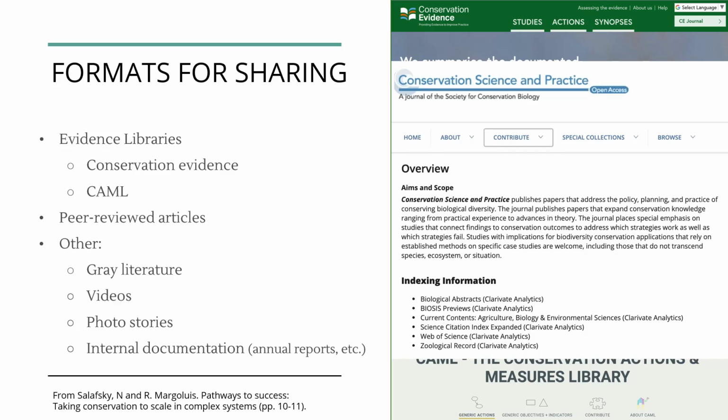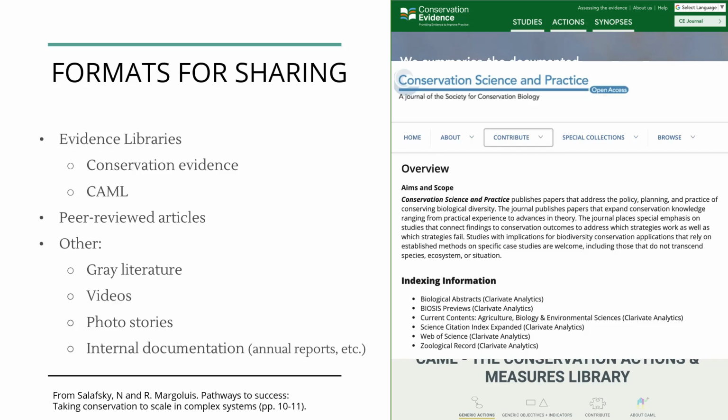For example, the Conservation Science and Practice Journal of the Society for Conservation Biology is currently running a series called Generic Theories of Change for Conservation Strategies, a new series supporting evidence-based conservation practice. Learning can be documented in many more ways than what we've just outlined, including internal documents.